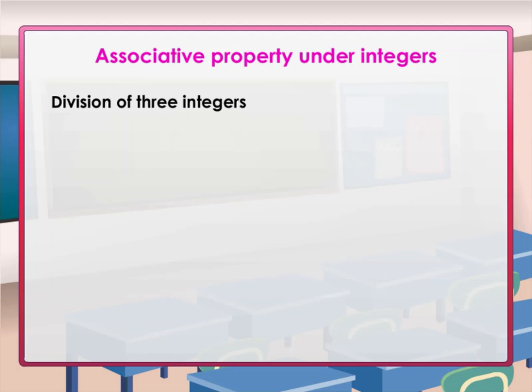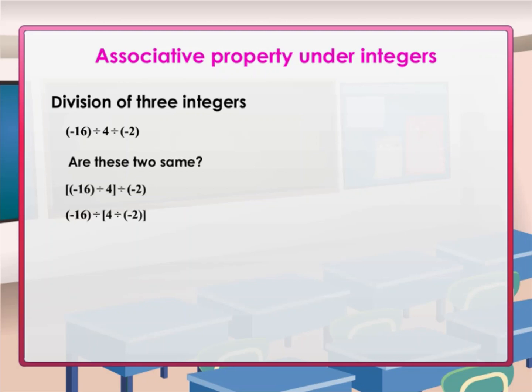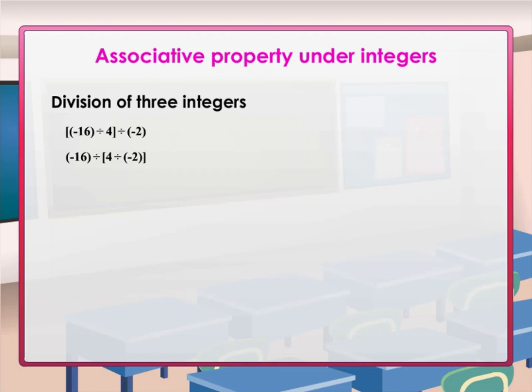Here we shall learn associative property of division under integers. Now let's try to divide three integers. Minus 16 divided by 4 divided by minus 2. Are these two the same even if we change the order? In this, let's take the group of minus 16 divided by 4 and then perform the division. We can do it the other way too. We can first take the group of 4 and minus 2 and perform the division first. Will these two result in the same number?